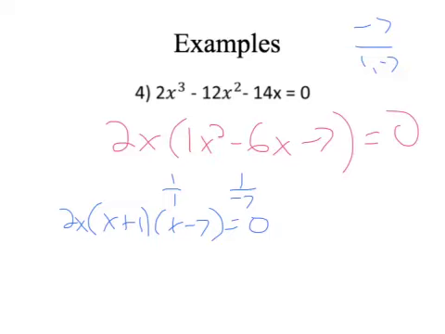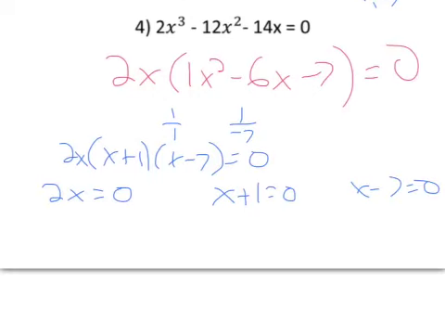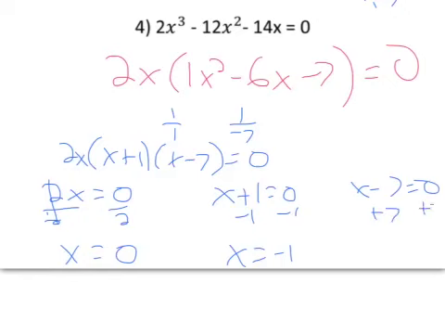Once again, I have 3 x's, so I need to set all 3 of them equal to 0. So 2x equals 0, x plus 1 equals 0, x minus 7 equals 0. Then to solve for x on all 3 of them, the first one you want to divide both sides by 2. 2's cancel, and 0 divided by 2 is 0. The next one I'm subtracting 1, so x would equal negative 1. The next one I'm adding 7, so x would equal positive 7.